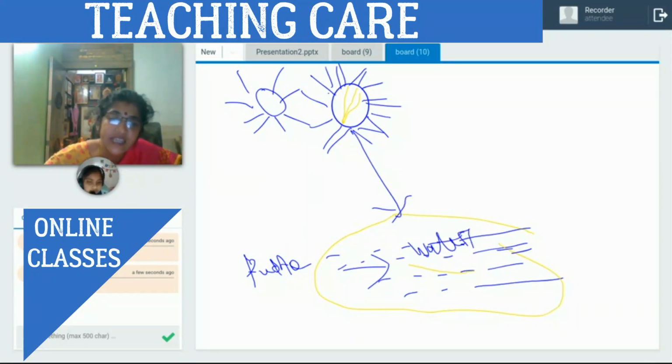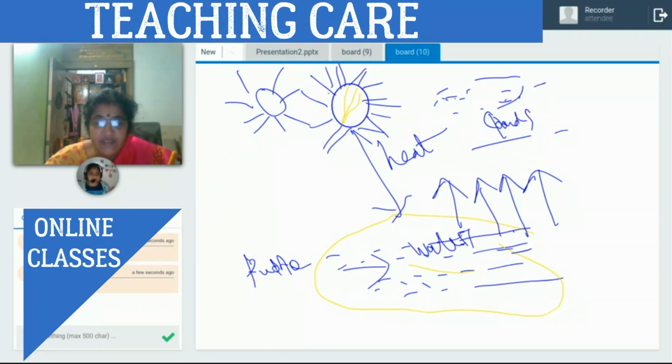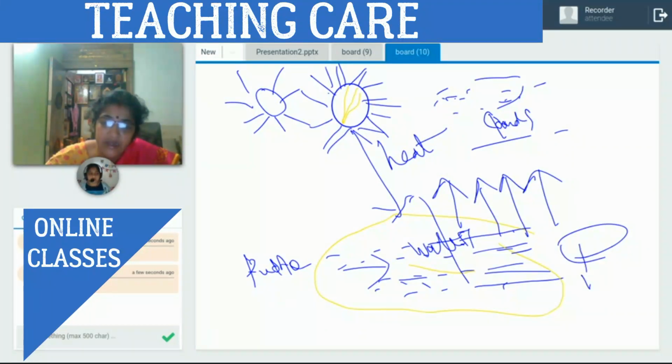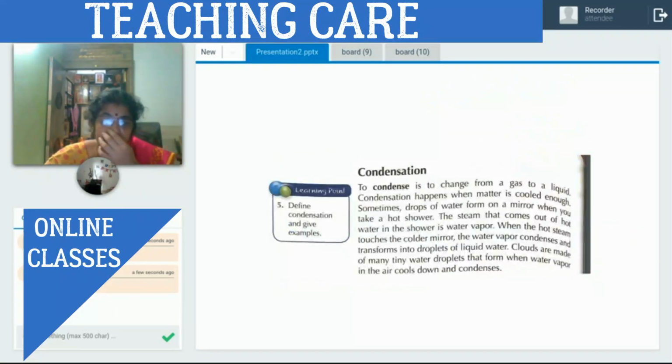Because of the sun's heat, this water will change into water vapor, and this vapor forms clouds. It condenses here and it is called the clouds. So now, after some time you can't see any water here because everything has changed into water vapor. No water in the puddle, because everything has changed into water vapor, right? Next, the last is condensation.